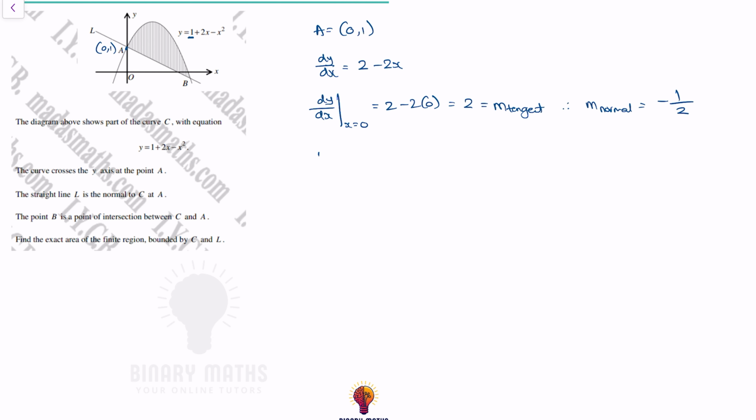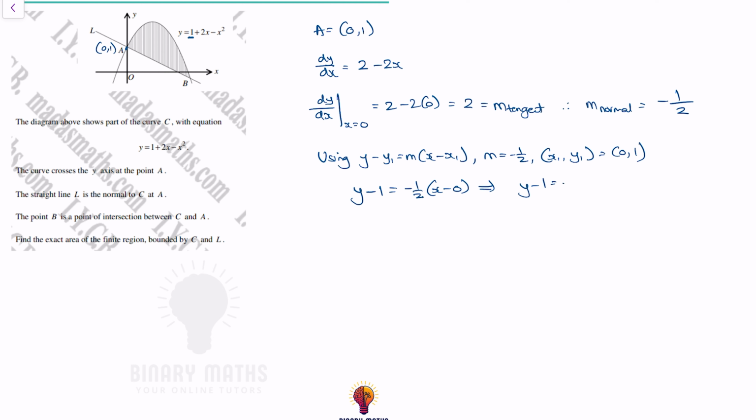Now, because it goes through A as well, using y minus y1 equals m times x minus x1, with m being minus a half, which is what we worked out, and (x1, y1) being (0, 1), we get y minus 1 equals minus a half times x minus 0, which implies y minus 1 equals minus a half x, which implies y equals minus a half x plus 1. So that is L: y equals minus a half x plus 1.